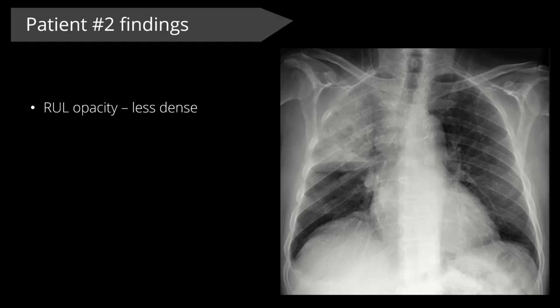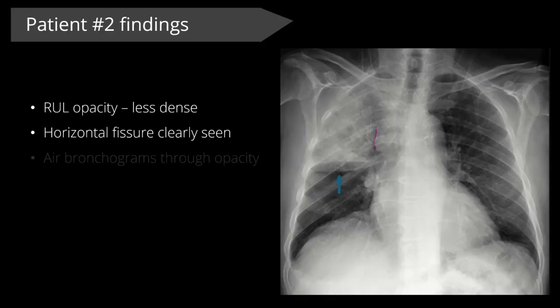In patient number 2, we also see an issue with the right upper lobe. There is opacity, but it's less dense than the last patient. This line is the horizontal fissure, and it's clearly seen in its normal position, as is the diaphragm.